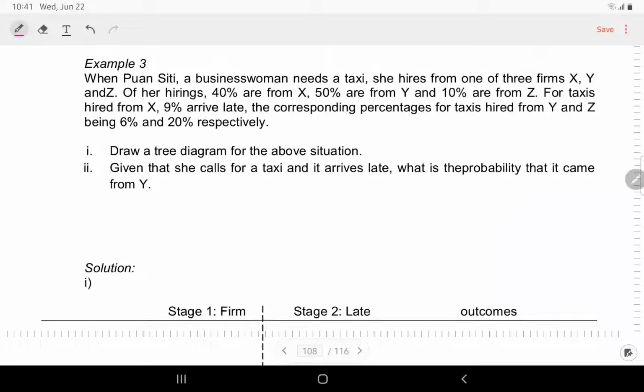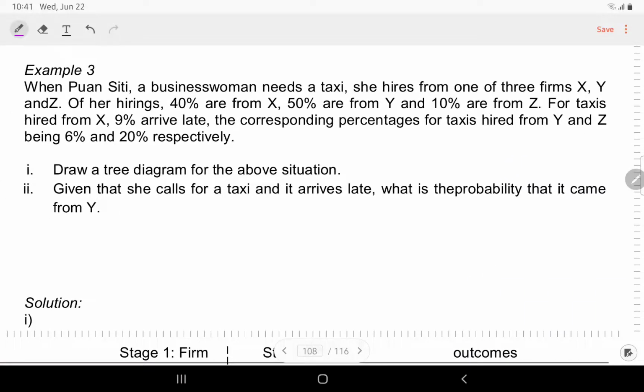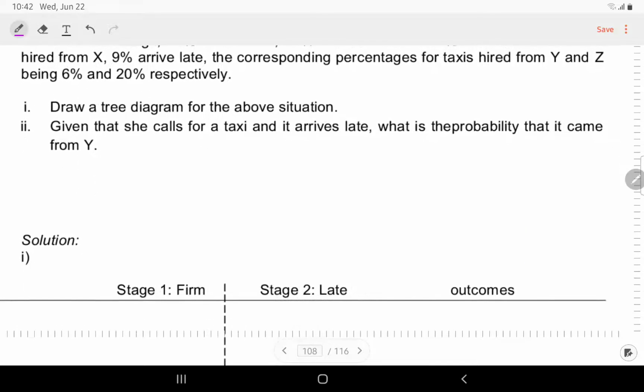Okay, kita tengok example kat sini. Okay, when Puan Siti, a businesswoman, needs a taxi, he hires from 3 firms, X, Y, and Z. Of her hiring, 40% are from X, 50% are from Y, and 10% are from Z. For taxis hired from X, 9% arrive late. The corresponding percentage for taxis hired from Y and Z being 6% and 20% respectively. Okay, so the first question is you need to draw a tree diagram for the above situation. Okay, so the solution is here.